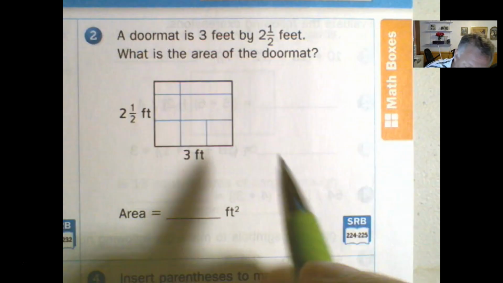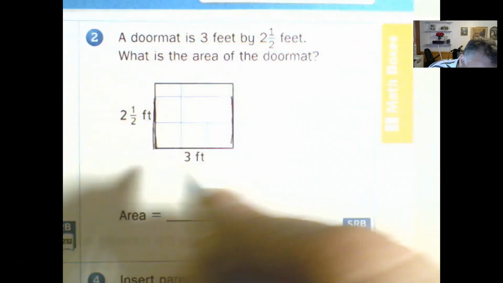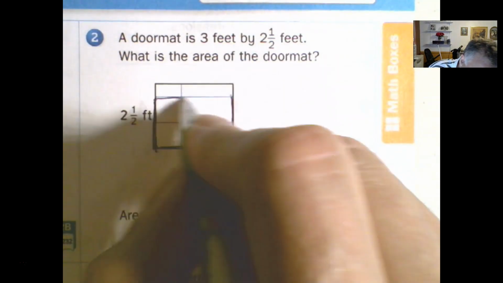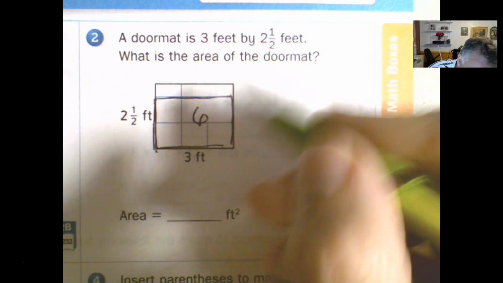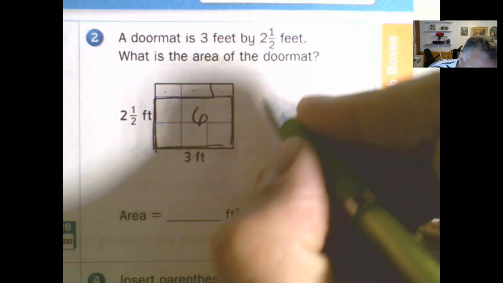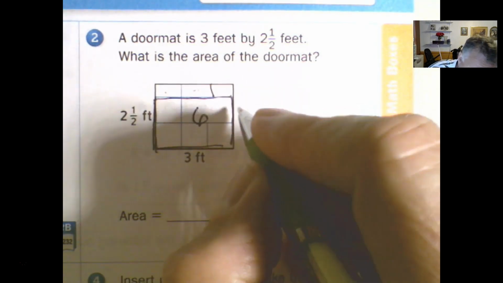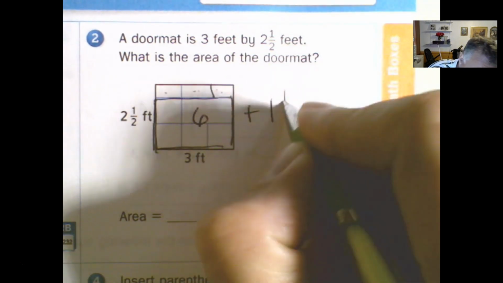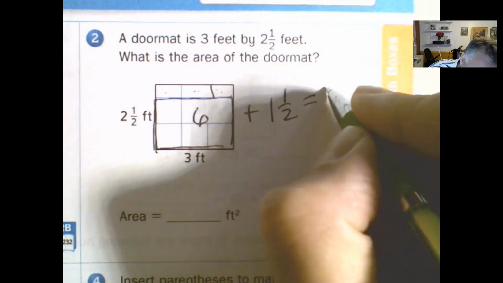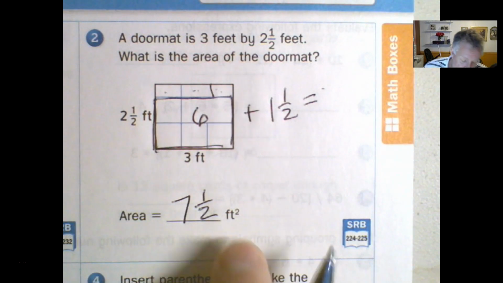Problem 2. 3 feet by 2.5 feet. What is the area of the doormat? Let's do the whole number piece first. 3 by 2. 3 times 2 is 6. And then I have 1, 2, 3 pieces that are a half foot. So 3 half foots are 1.5 feet. So 6 plus 1.5 feet equals 7 1/2 square feet.